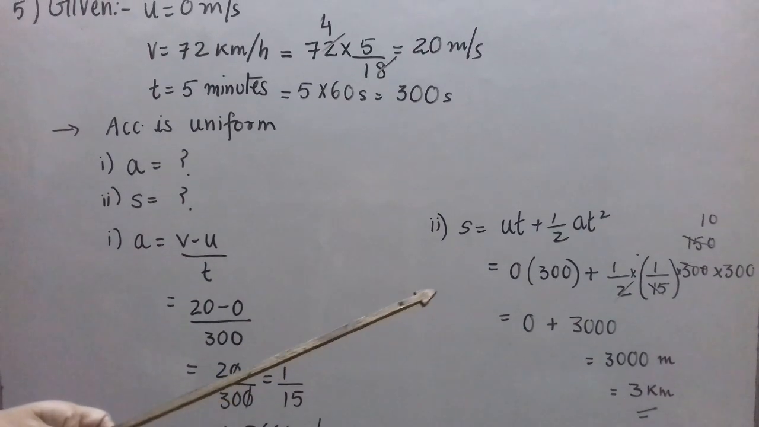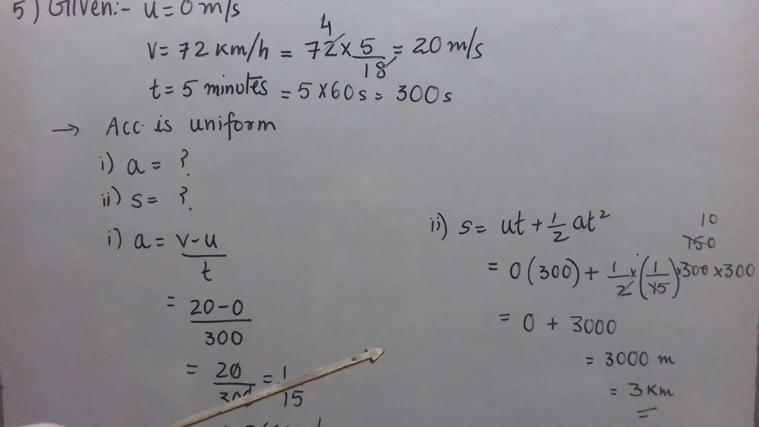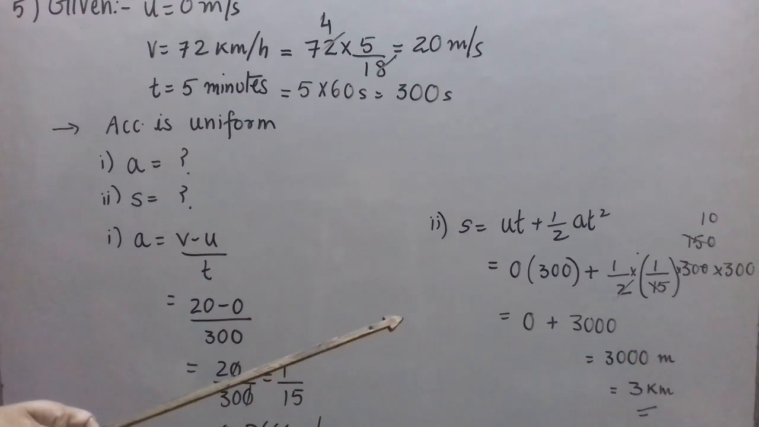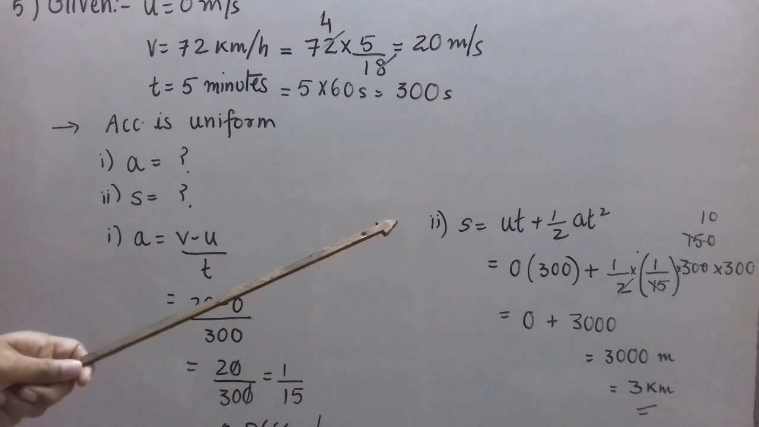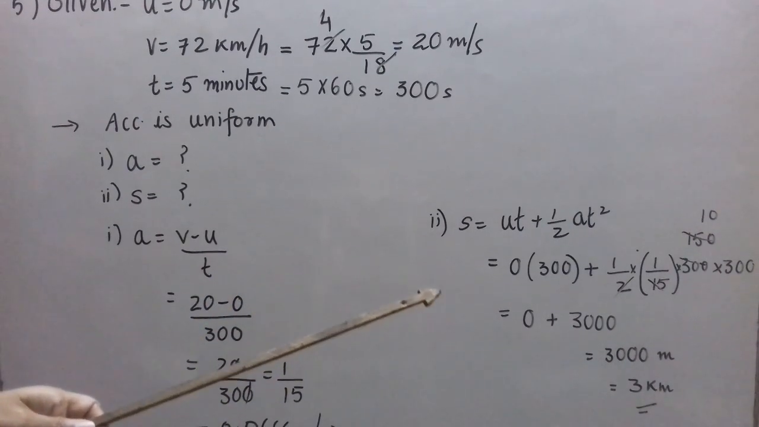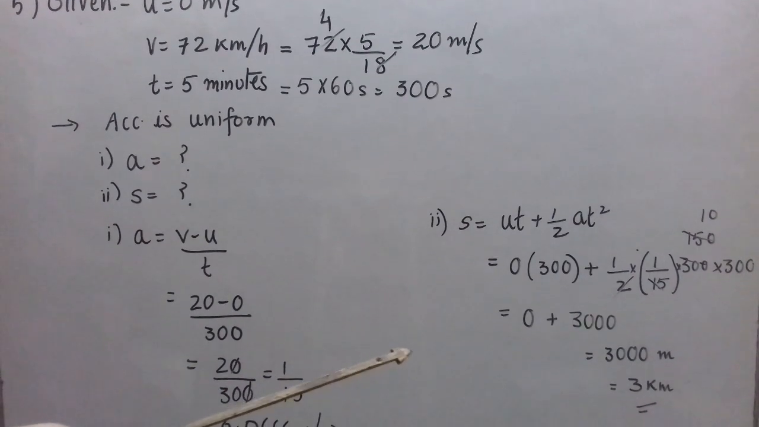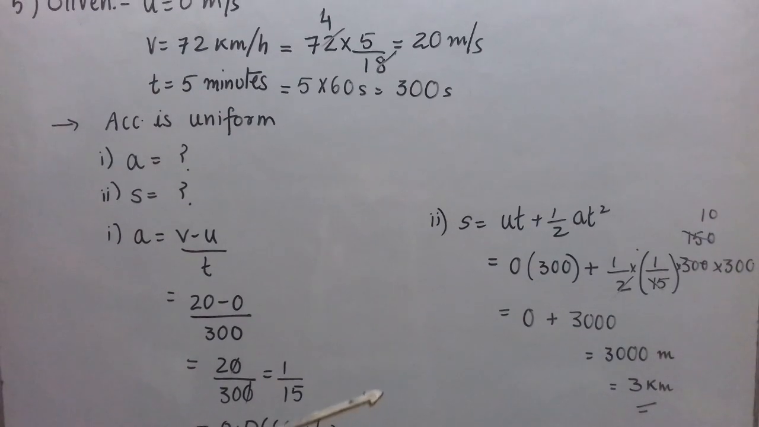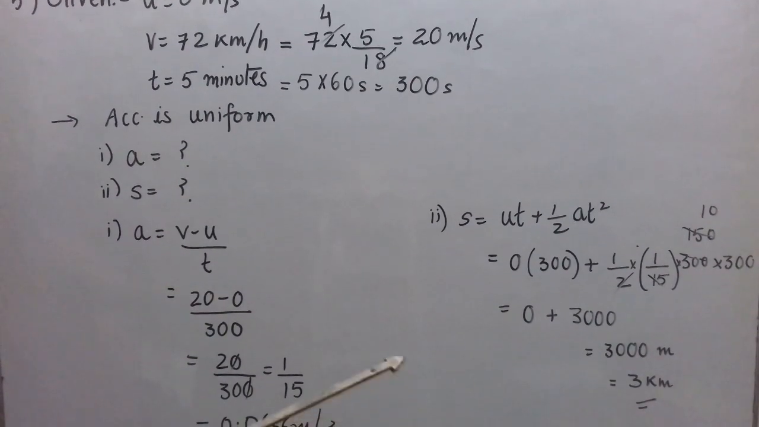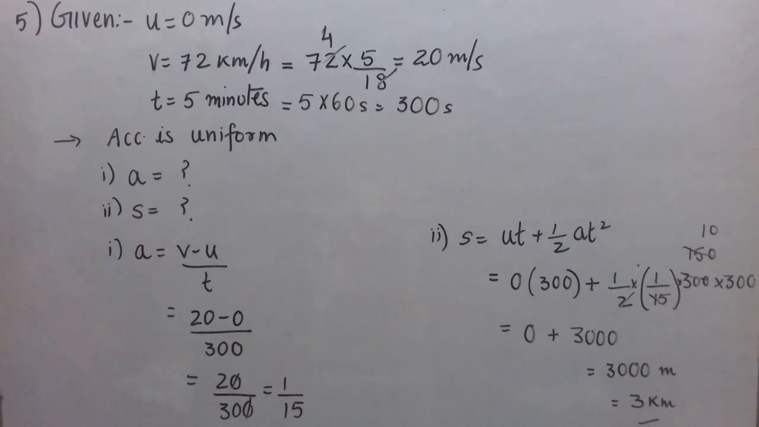That is 300 here. So the first term becomes 0 into 300, 0, plus, that is 2 ones are 2, 15 twos are 30, 15 tens are 150. So the final answer is 300 into 10, 3000 meters. And 3000 meter, if you wish, you can write it as 3 kilometer, or even 3000 meters is considered to be your right answer. I hope it's clear.